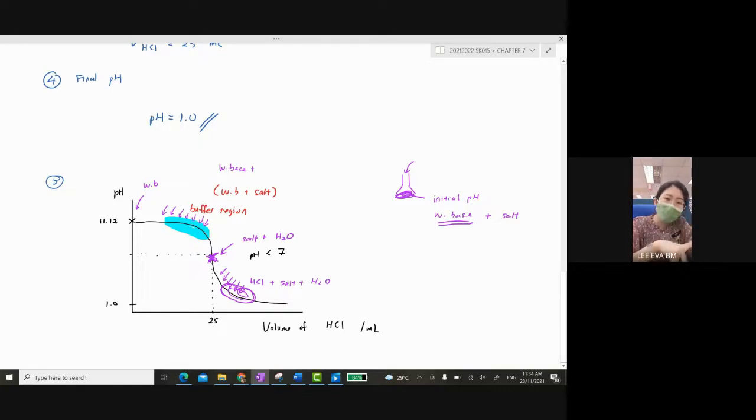So you go back to the definition of buffer. Strong acid and salt will not be a buffer. Buffer mesti salah satu adalah weak species, weak acid ataupun weak base dengan garam dia. Salt with the conjugate pair, conjugate acid ke conjugate base, doesn't matter. Okay, so this will not be your buffer region lah. Yang ini tak akan jadi buffer region sebab dia punya content bukan buffer. Do you get what I mean?